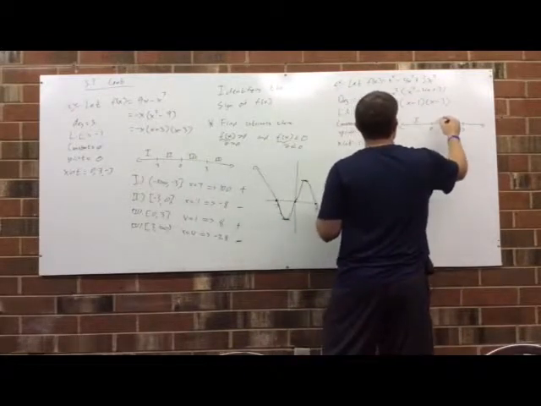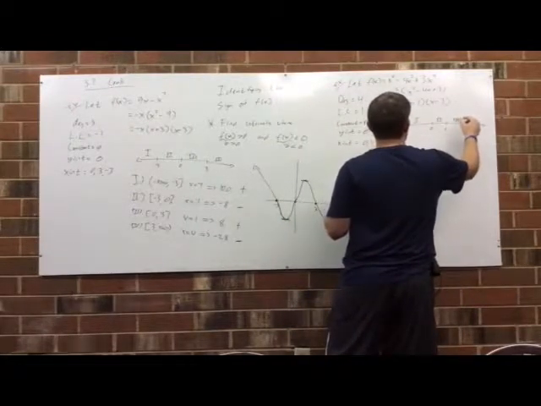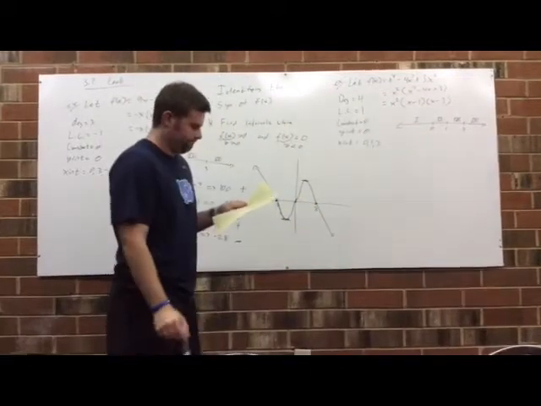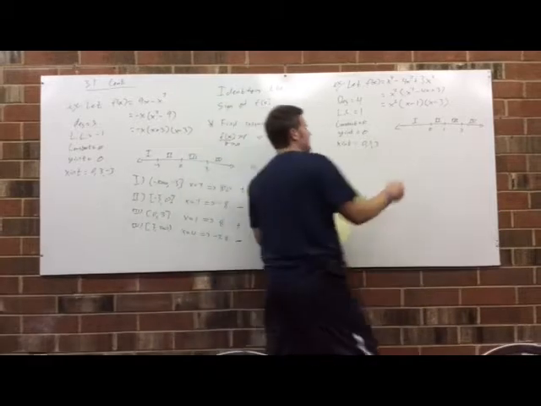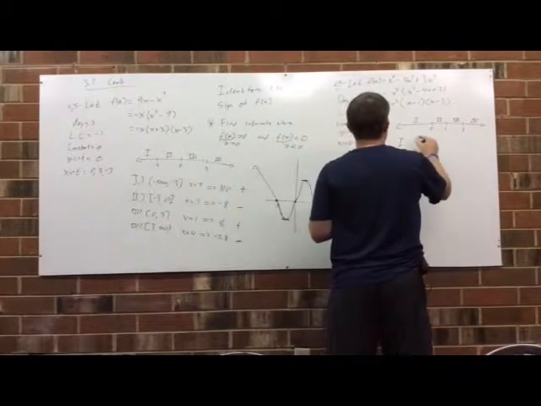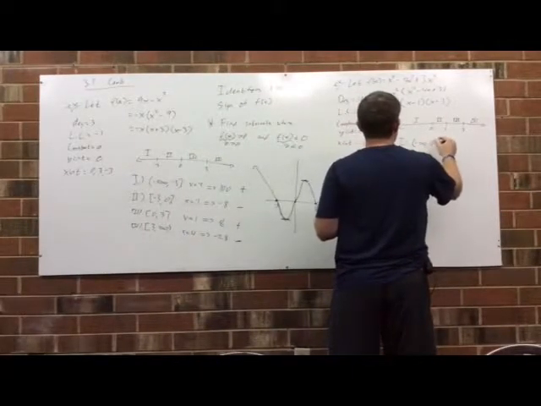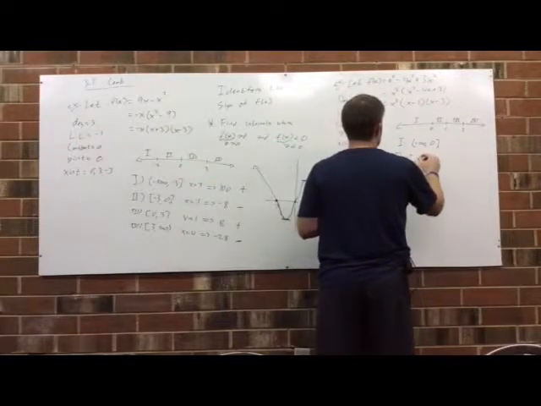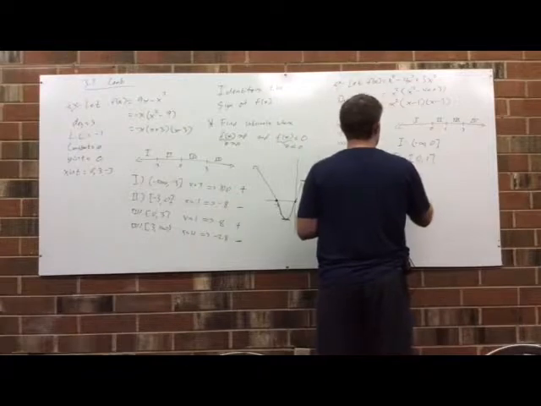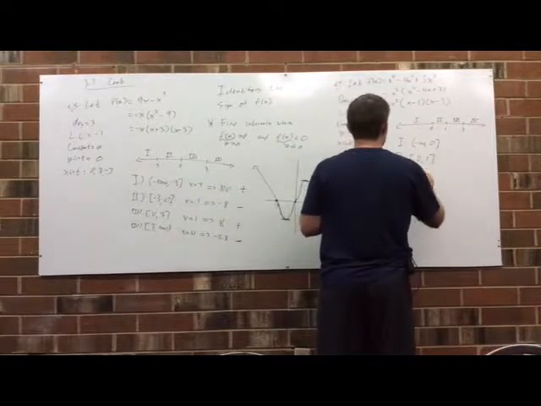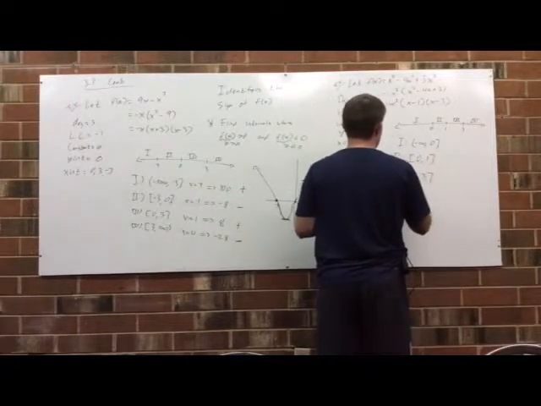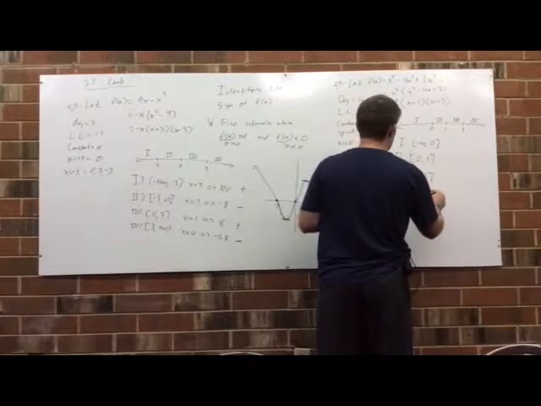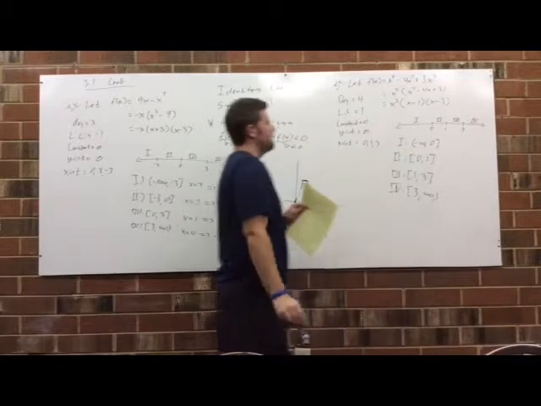So here's your first region, your second region, third region, and fourth region. Okay? So, the first region goes from negative infinity to 0. The second region goes from 0 to 1. The third region goes from 1 to 3. And your fourth region goes from 3 to positive infinity.